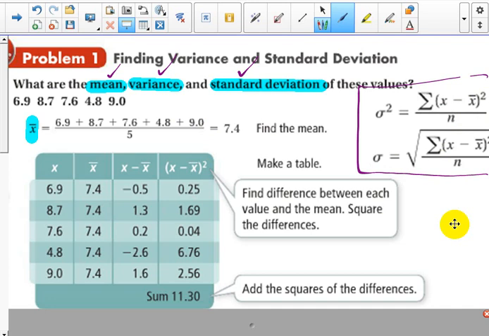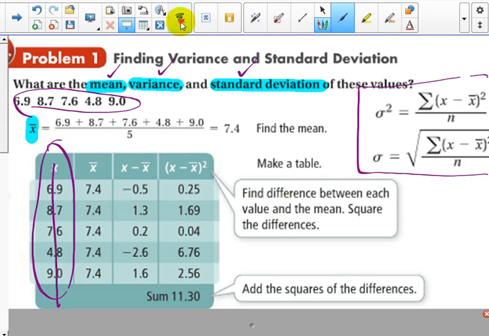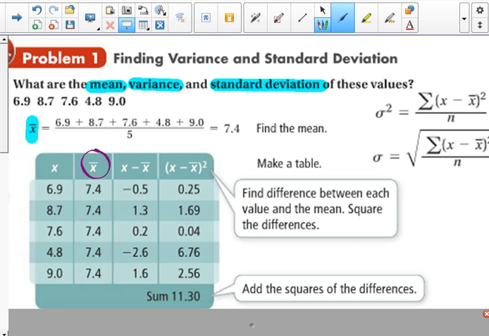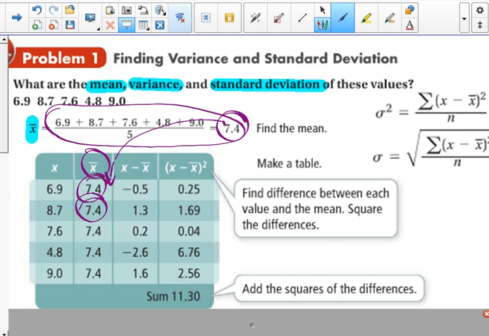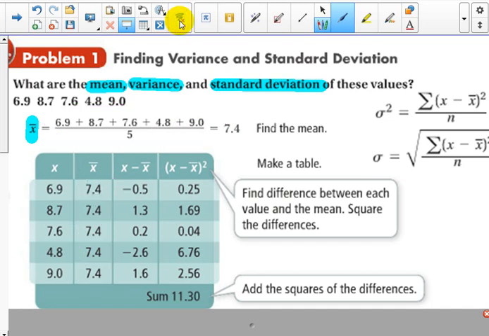But we really don't need those right now because this table is going to take us through all that. So the first thing we're going to do in the first column is just list all of our data elements. And there they are, 6.9, 8.7, 7.6, 4.8, and 9.0. In the second column, you're going to take the average of all these. And here they've calculated the average to be 7.4. So that stays the same no matter what element you're on in the data set. The whole data set has an average of 7.4. So copy that down the second column.